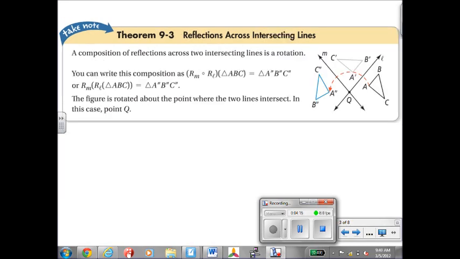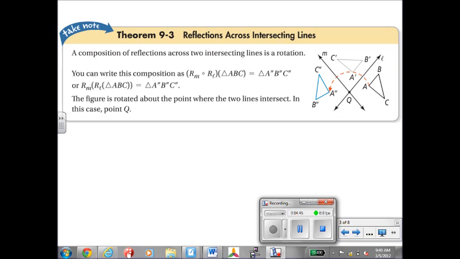All right, now you've got reflections across intersecting lines. So this is going to be a little bit different. Okay? They show you here the composition. So this would be R of M of R of L of triangle ABC. So we are going to reflect it across L, line L first, and then we reflect it across line M like we did before. But now they're intersecting lines.